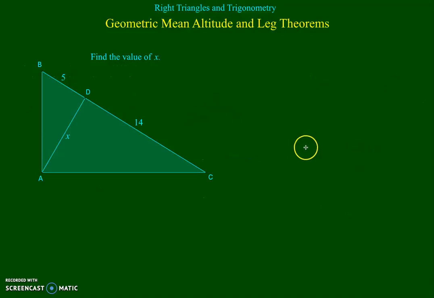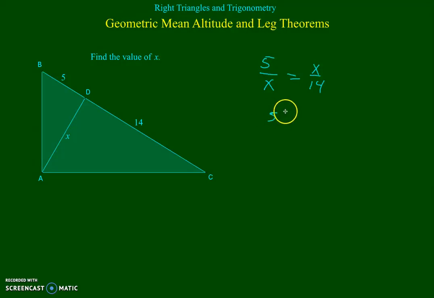In this first example, we're given an altitude, this is what we've got to find, and we're given the hypotenuse of the big triangle broken down into two segments. Now this is a classic signature for the geometric mean altitude theorem. And so that's what we're going to use to solve this. Now we know the geometric mean altitude theorem says that the altitude is the geometric mean of the two segments formed on the hypotenuse by the altitude, 5 and 14.